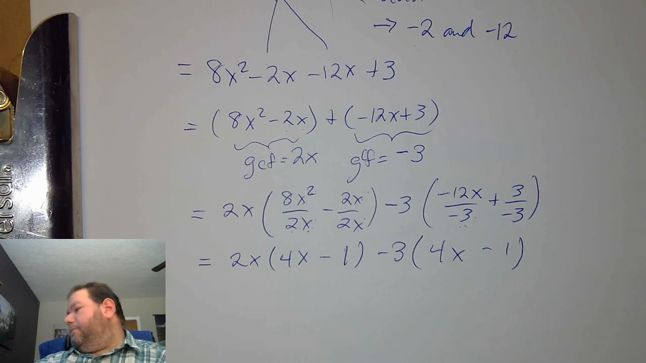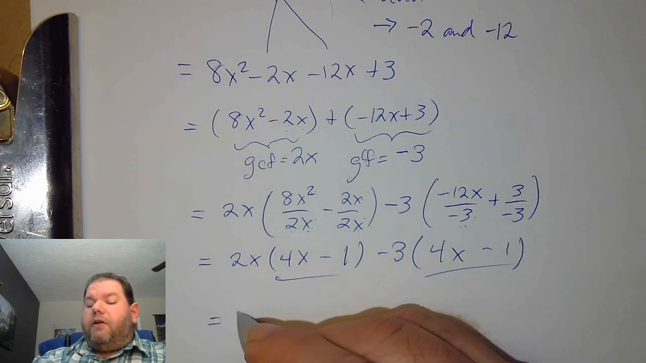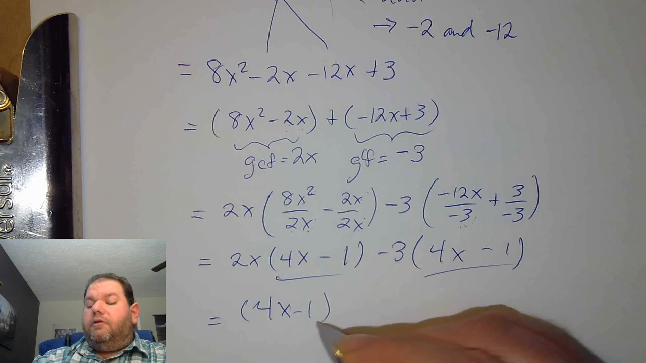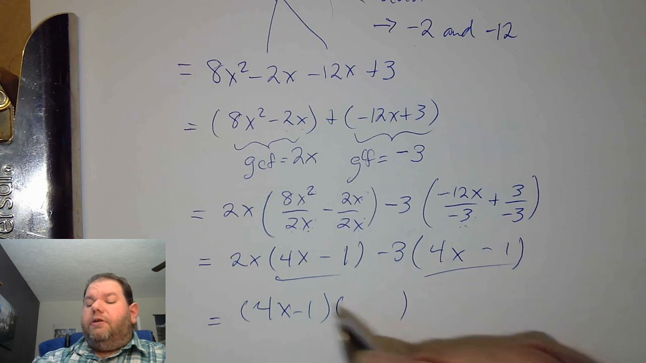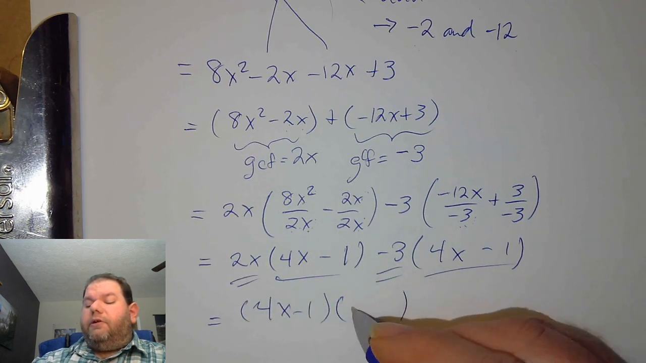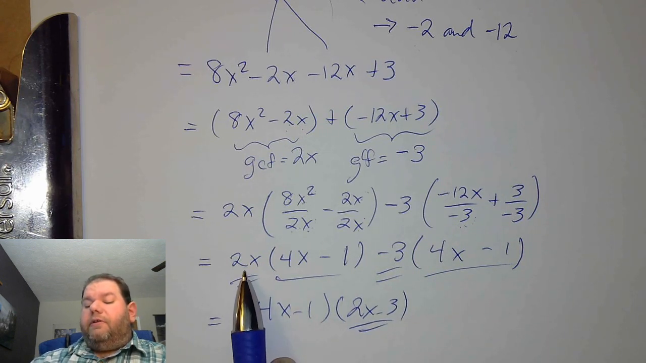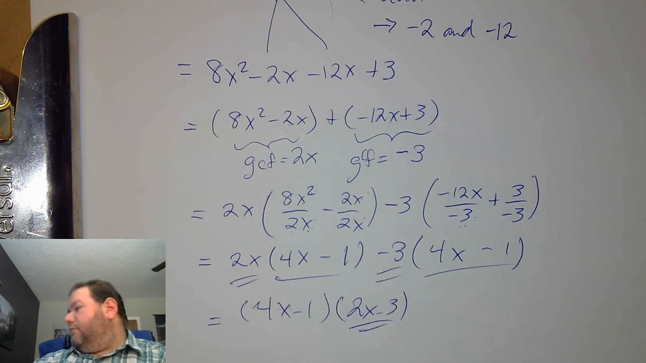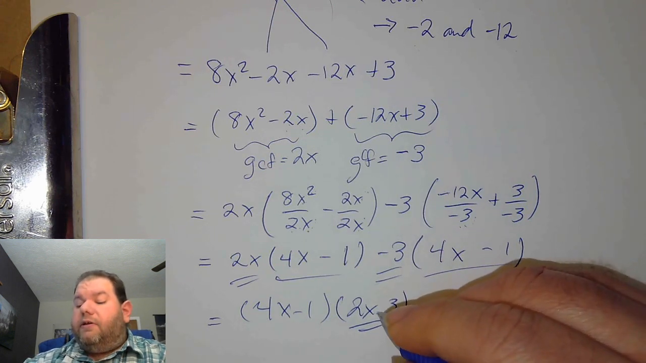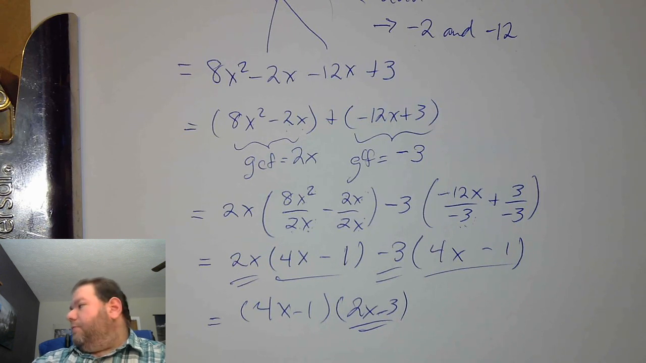And now we have the 4x minus 1 in common, so we'll factor that out. And we look at what goes with that now as our other factor. Well, that's our 2x minus 3. Basically, the common factors that we factored out, we put those together as the other factor. And that's the easiest way of expressing that. So 4x minus 1 times 2x minus 3 is the proper factorization of our trinomial.